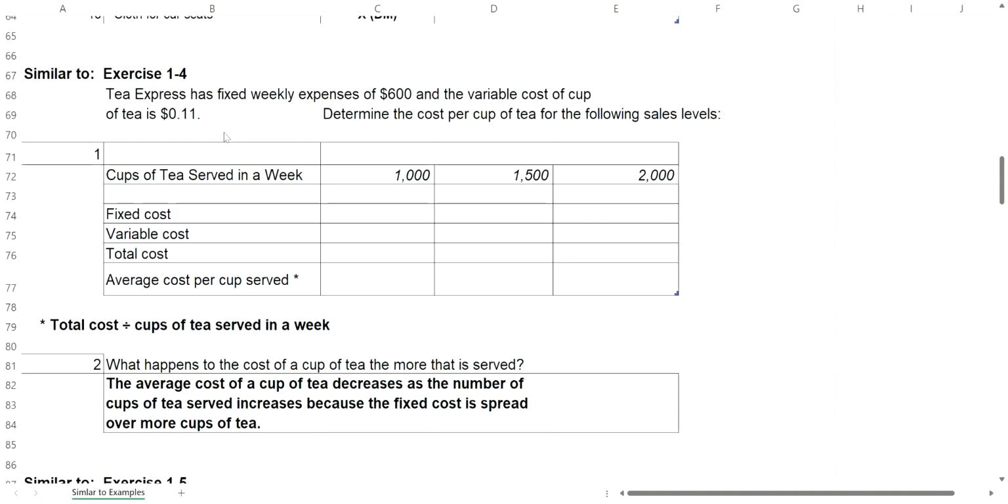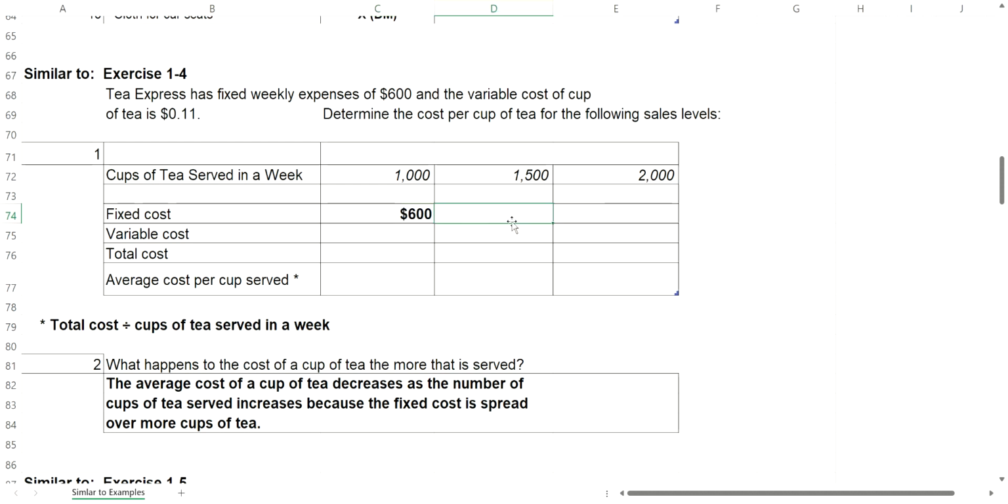Let's assume that Tea Express has weekly fixed expenses of $600 and the variable cost of a cup of tea is 11 cents. So the fixed costs would include things that do not change no matter how many cups of tea you sell. For example, that could be the rent on the building. It would be the same amount no matter if you sold 1,000 cups of tea. So the fixed cost would be $600 at that level.